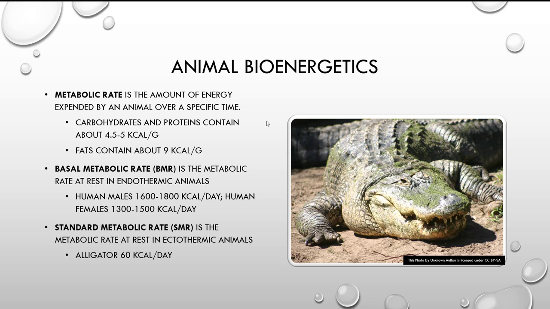So endothermic animals, because we need to maintain a constant internal thermostat at about 97 degrees, it takes a lot of energy to maintain that. So 1,600 calories, that's quite a bit of energy that we need to spend constantly. You can see the metabolic rate of an endotherm is a lot higher at rest than an ectotherm. Ectotherms don't have to waste a bunch of calories keeping themselves warm. They just use the environment to heat up.